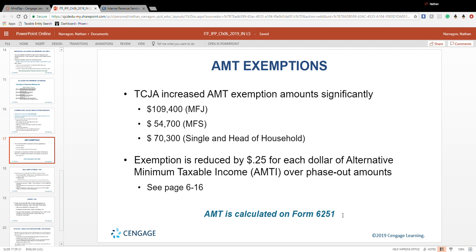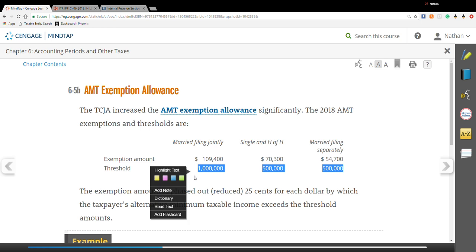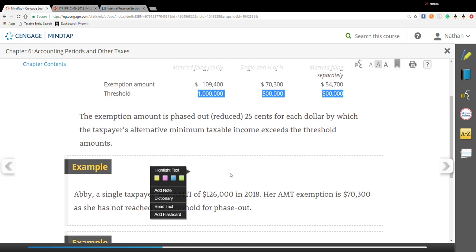The exemption is reduced by a quarter for each dollar of alternative minimum tax income over the phase-out amounts. So when we reach up to over here, it does start going down a little bit. As you can see, here are our exemptions, here's our single, and here's our married filing separate, and then there are our thresholds: 100, 500, and 500.